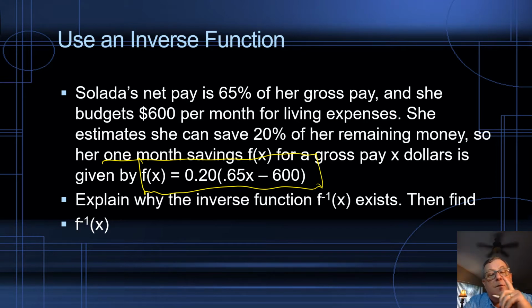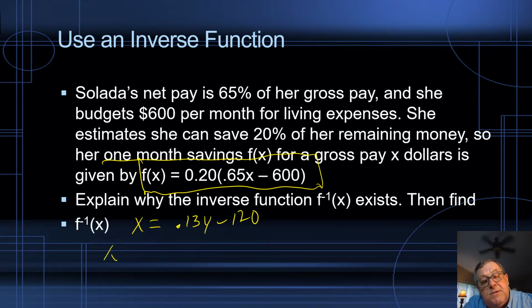Now it says find the inverse. Now I don't have a whole lot of room here, so I'm going to go ahead and do the first step, swap the x's and y's, and so we're going to say that x is equal to, and I'm also going to go ahead and distribute this 0.2, or 2/10, to the 0.65x minus 600. And when I do that, then I'm going to end up with 0.13y minus 120. Well, I got to solve for y, so I'm going to add 120 to both sides. So we got x plus 120 equals 0.13y. And now we're going to divide by this 0.13.